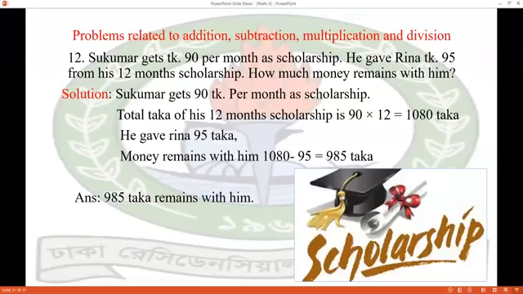You can see it. Shukumar gets 90 taka per month as a scholarship. He gave Rina 95 taka from the scholarship of the month. How much money remains with him? You can take it, yes.